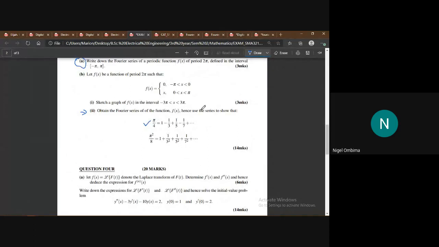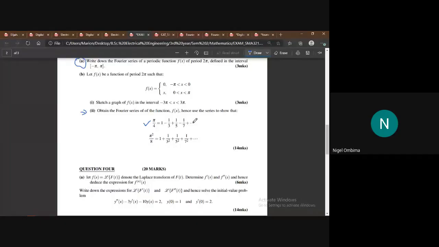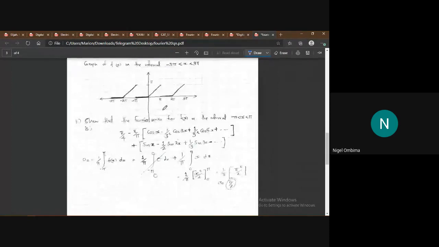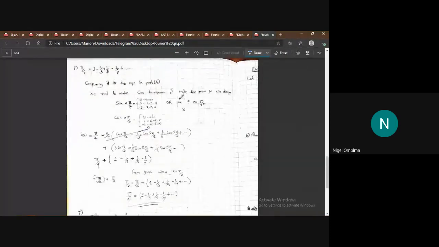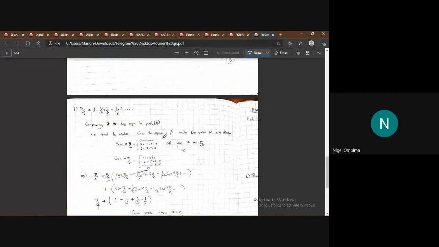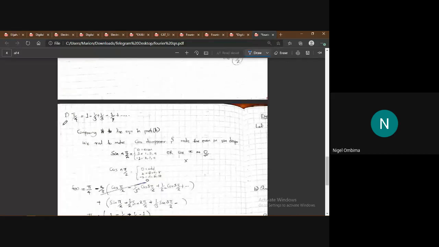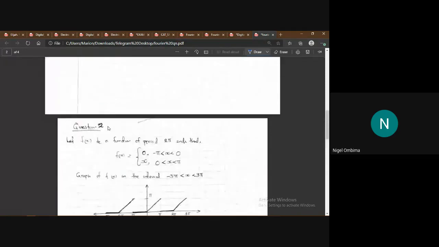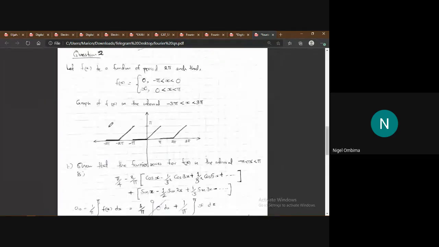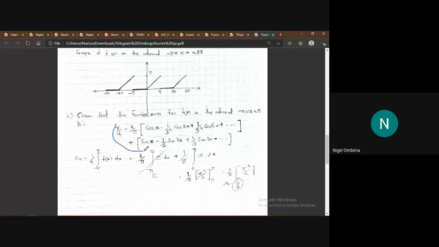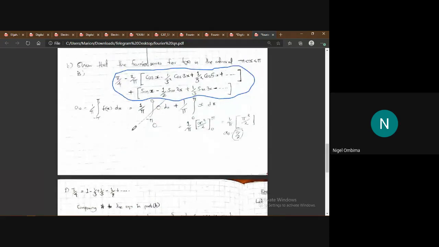For when we're supposed to show this, hence use the series to find pi squared over 8 minus that. So this is just what I did. Hope it's clear. So this is a function. We're supposed to compare it with the function that we got, and the function that Madiba got was this. So we're supposed to compare the two functions.